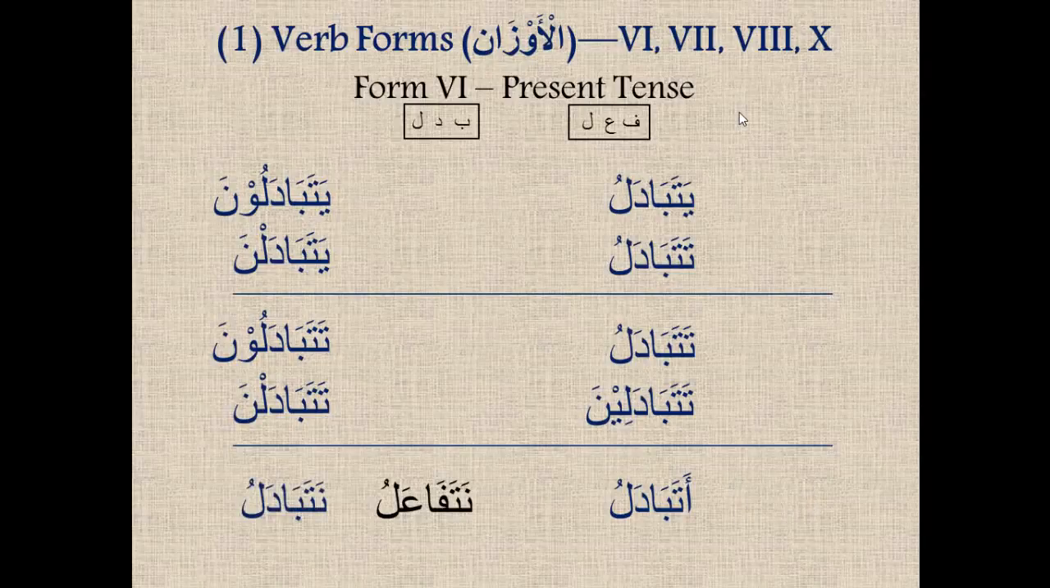نتبادل. So one thing you'll notice is that as the form number increases, as we move towards form 10, the verb becomes increasingly complex. So we're adding more features. And in general, the meaning of the verb also gains complexity.